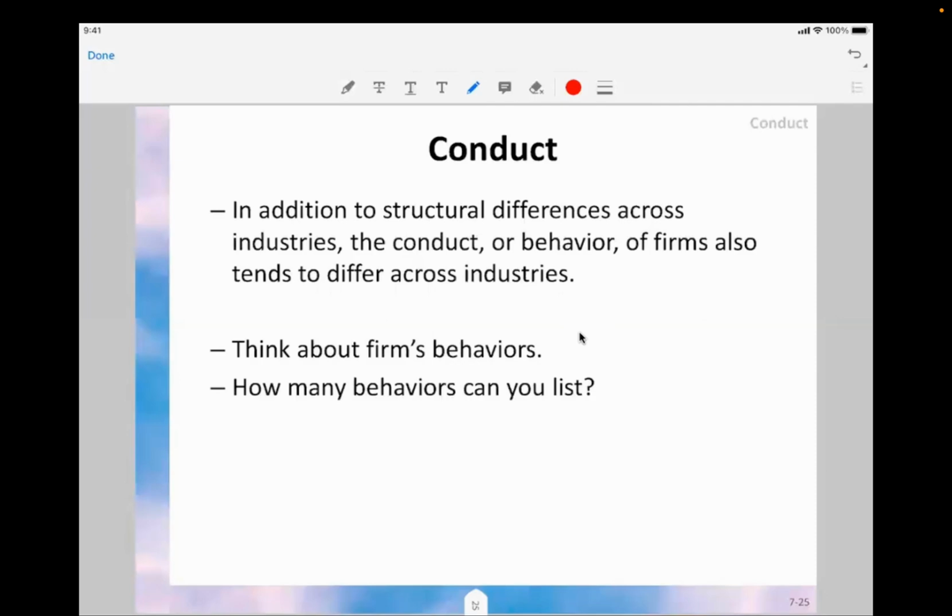So given this market structure, as a firm, we need to make a decision about what we want to do, what kind of decision we need to make as a manager. We need to take these steps in order to run our business. So in addition to structural differences across industries, the conduct or behavior of the firm also tends to differ, and that depends on the market structure.